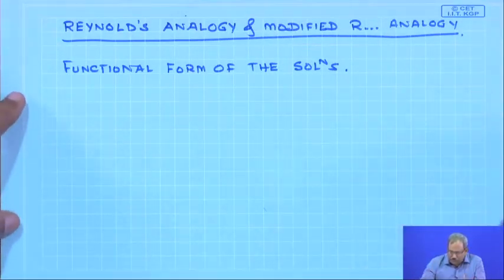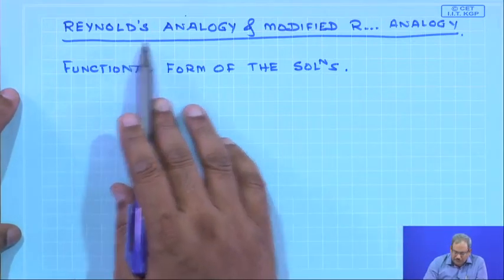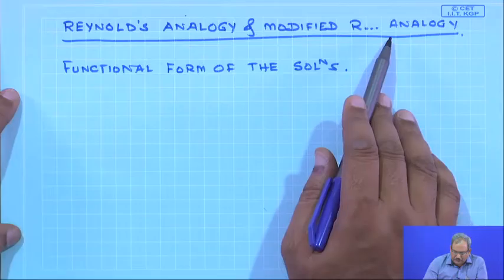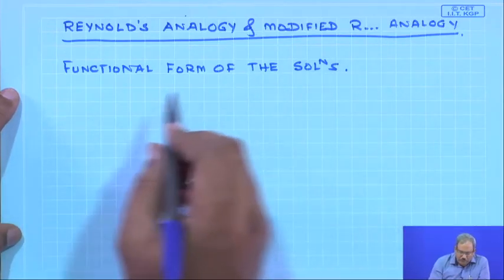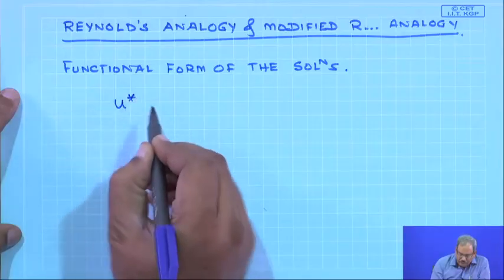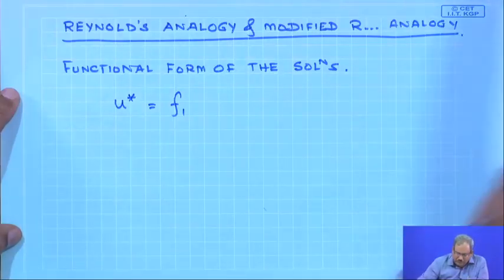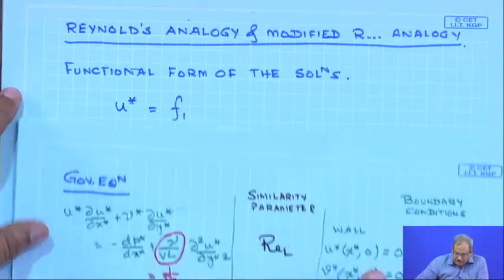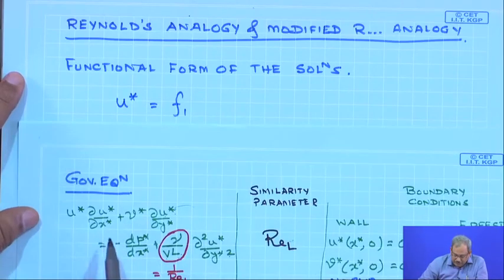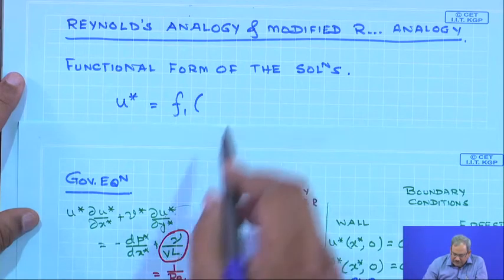So, what we are going to do is find out what the Reynolds analogy and modified Reynolds analogy are. For that, I am going to look at what the functional form of u star could be. I do not know the exact form of it, but if I could write the functional form of u star, it should contain the independent variable x star, the independent variable y star, the similarity parameter Reynolds number, and the pressure gradient present in the system, which is dp star dx star.